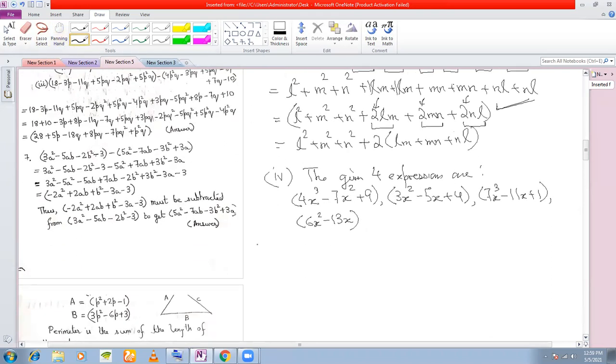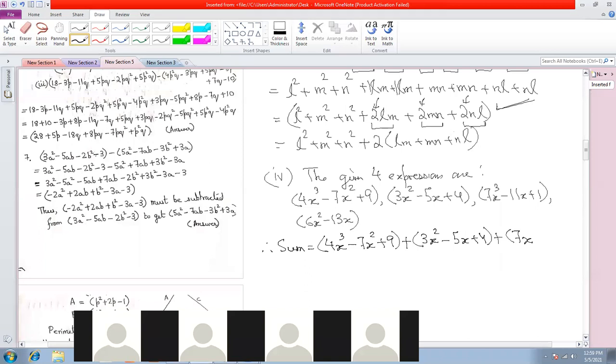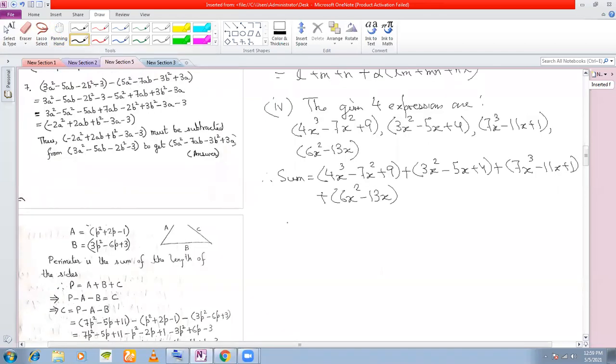You need to add up. So what should be the sum? Therefore, sum. Write each expression within brackets and put a plus sign in between each of the expressions. Okay. Now you open the brackets.